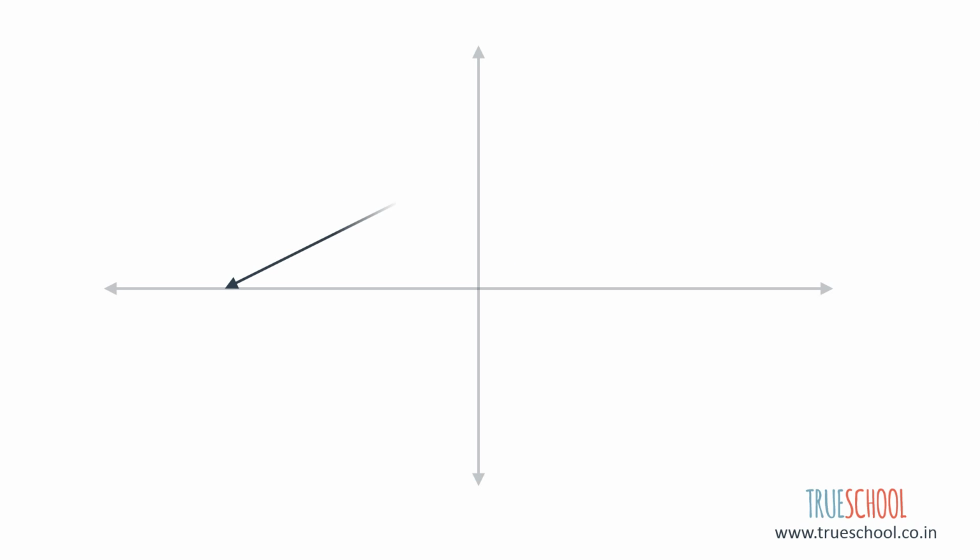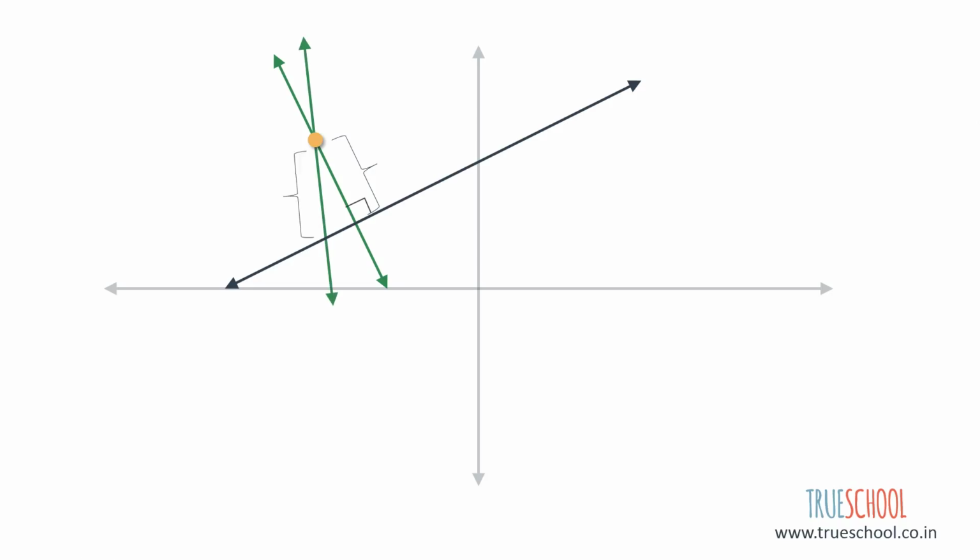We have a line and a point and we need to find the minimum distance between them. The minimum distance is always the perpendicular distance between the point and the line. If we draw any other distance between the line and the point, it will be greater than the perpendicular distance.